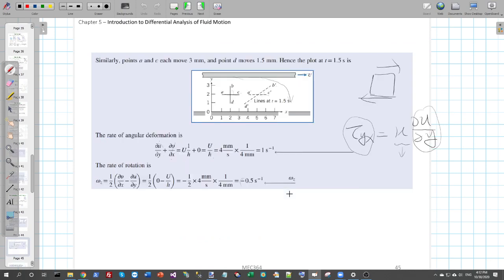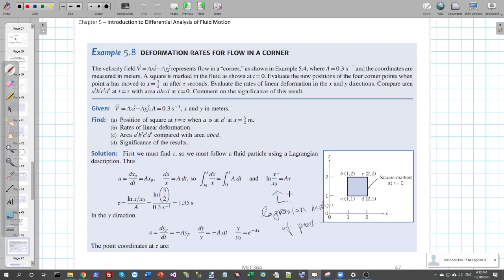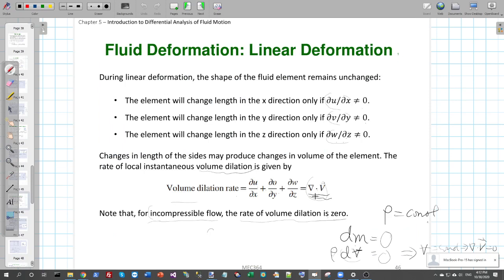In other words, this rate of volume dilation is basically the divergence of the velocity vector. This divergence of the velocity vector shows you whether or not the flow is compressible. So for incompressible flow, this has to be equal to 0.